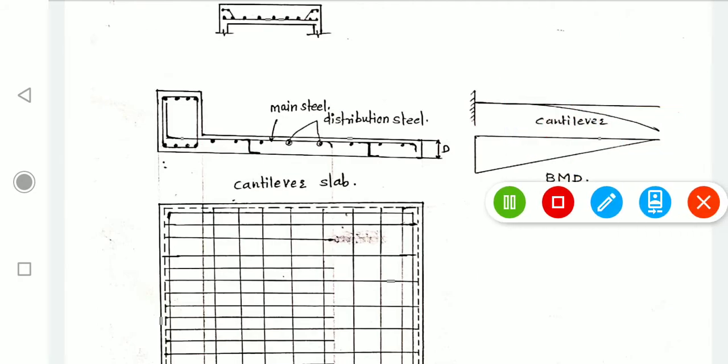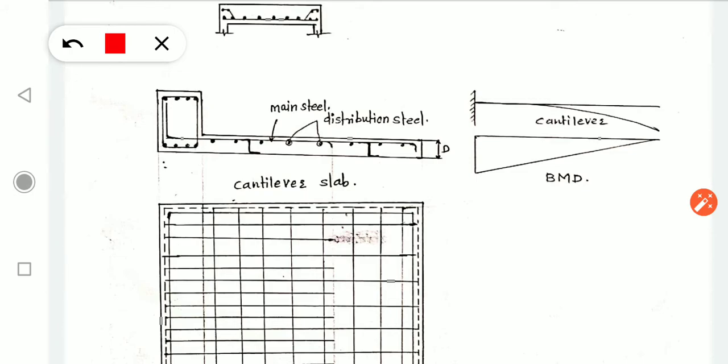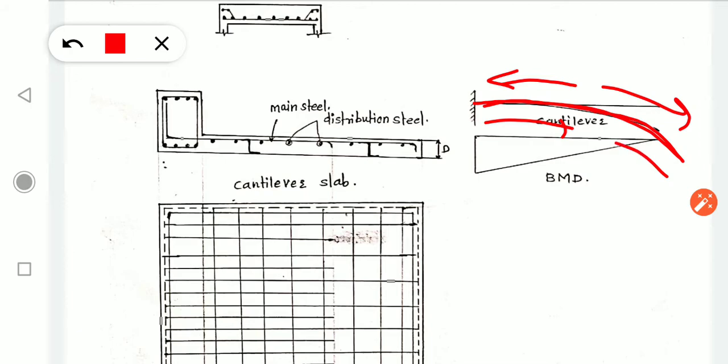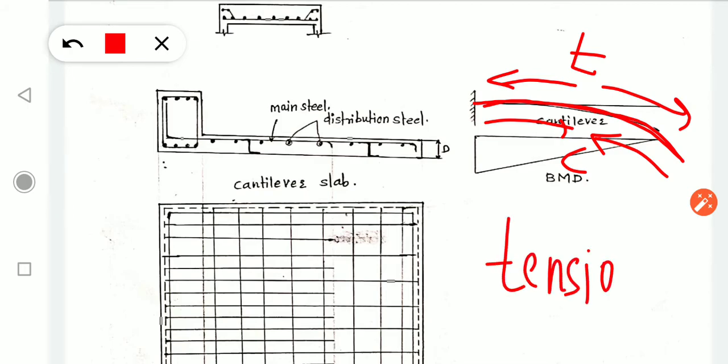Now coming to the reinforcement detailing of cantilever slab. In the cantilever slab you can see that it shows a hogging bending, in which the tension is on the upper side and compression is on the bottom side. So logically, where there is tension, there we provide steel, because steel is good to resist tensile forces, whereas concrete is good to resist compressive forces.